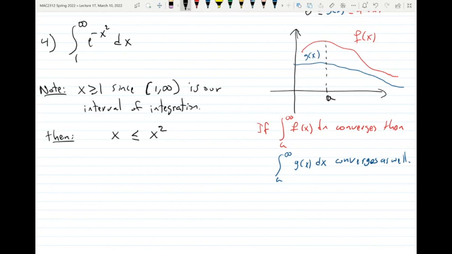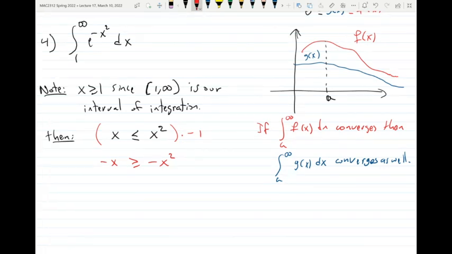So now I'm going to multiply this by -1 because I want to compare with negative x squared. Remember, when you multiply by -1, you need to flip the direction of the inequality. So we get that negative x is greater than or equal to negative x squared. Are we okay so far?